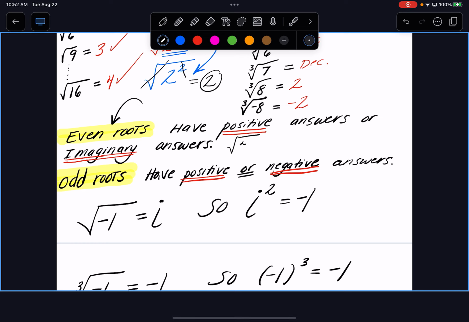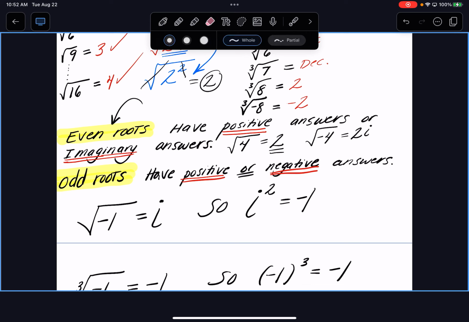Roots, one more time. If we have the square root of 4, it comes out to be positive 2. Do you guys agree that's a positive answer? Okay. Now watch. If we do the square root of negative 4, it comes out to be 2i. We'll get into why in just a minute, but once again, I'm showing you the answer. Just trust me for a minute. So I'm showing you here 2i is an imaginary answer. So imaginary answers are what we're going to see, or positive answers. It is not possible to get a negative answer for an even root.